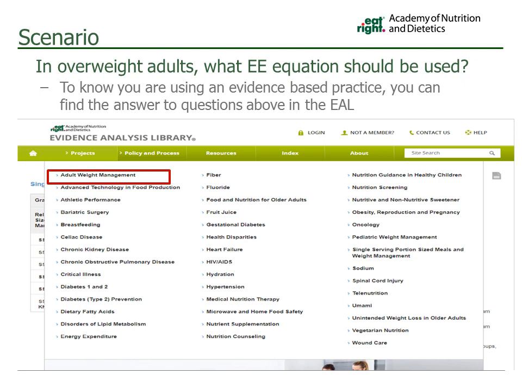So you want to make sure that you're using the right energy expenditure equation. So you come to the EAL, you click on it, and you see all the projects. The first project you see is adult weight management. So you click on that project to see if there's any recommendations for you that will help answer this question.